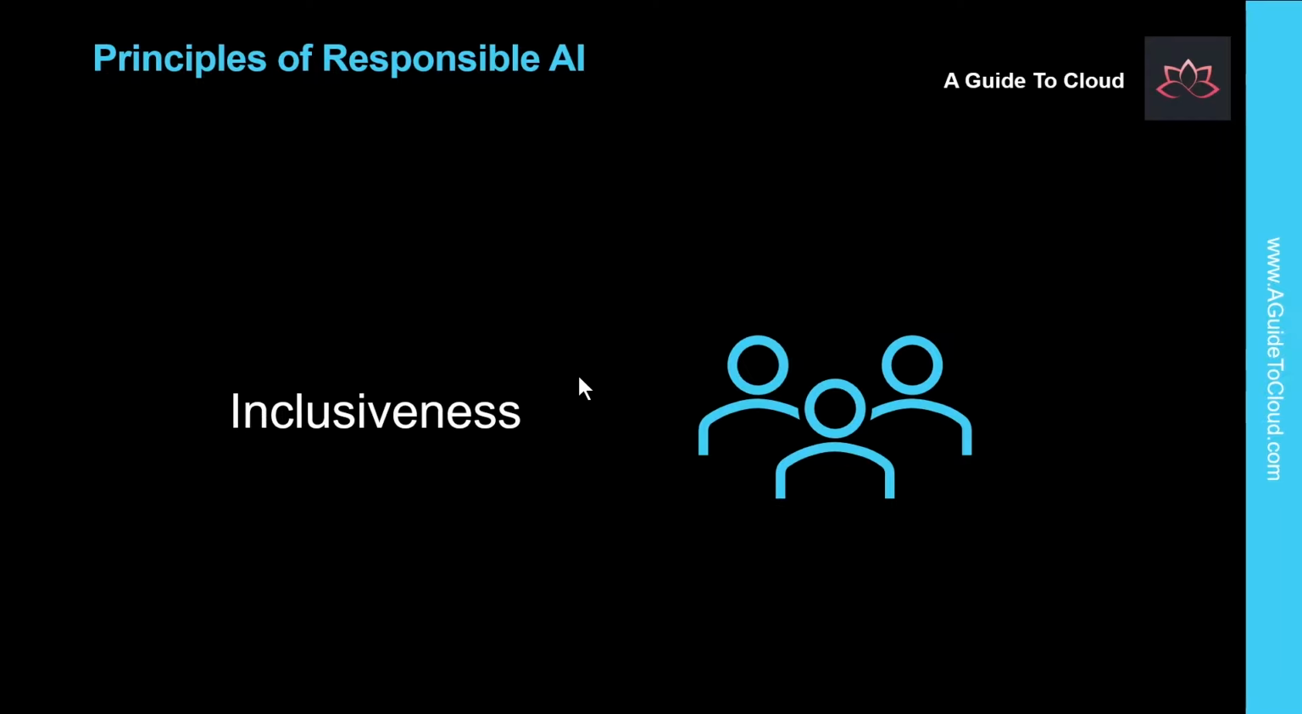Let's understand inclusiveness. AI systems should empower everyone and engage people. AI should bring benefits to all parts of the society, regardless of physical ability, gender, sexual orientation, ethnicity, or other factors.